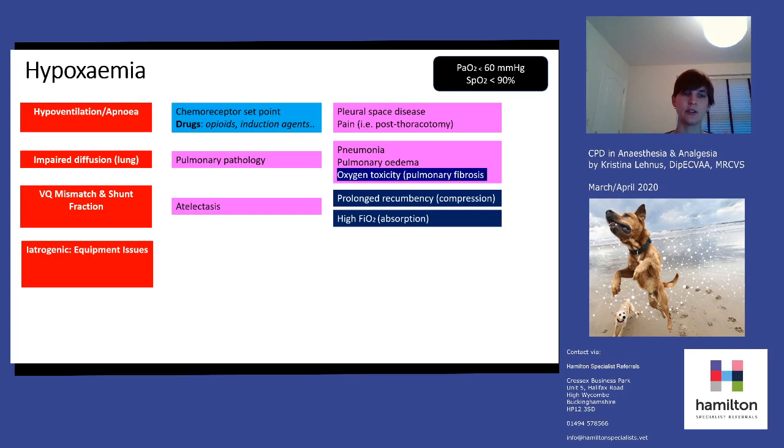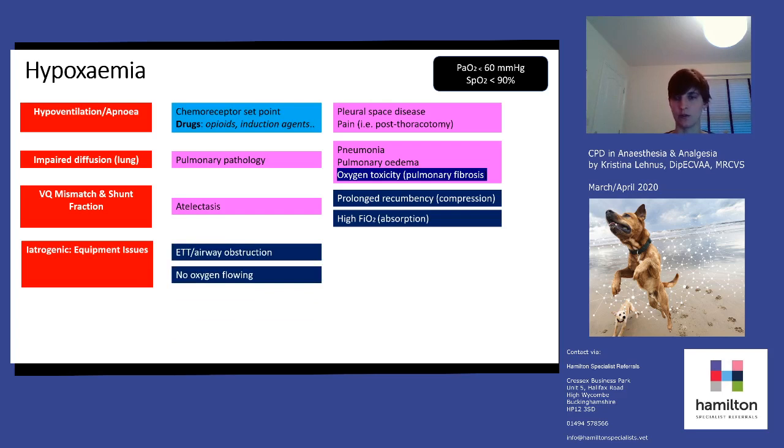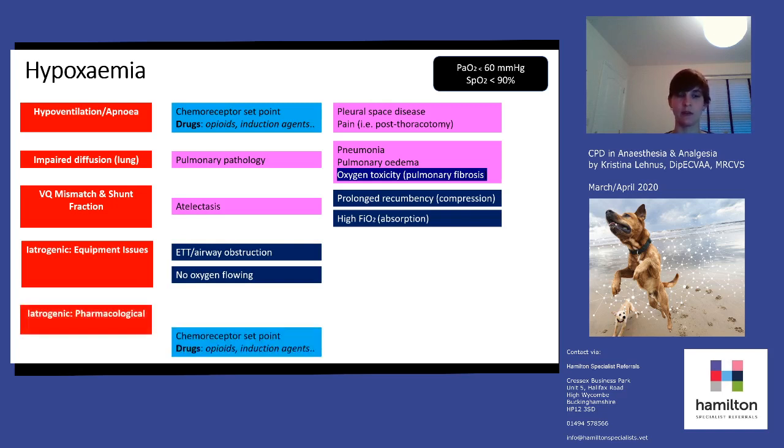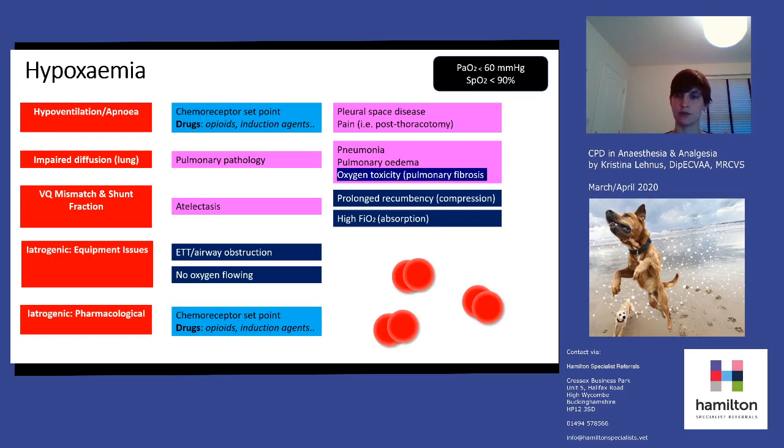Then we have equipment issues. So we could have endotracheal tube or airway obstruction. Of course, the airway obstruction could also be a pathology, like BOAS, for example, or we forgot to turn on the oxygen. And then we've got pharmacological, which I've repeated the drugs for.